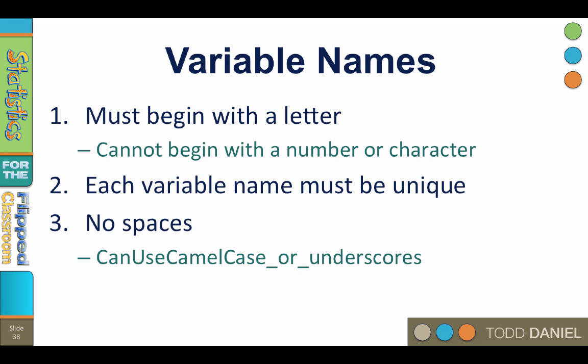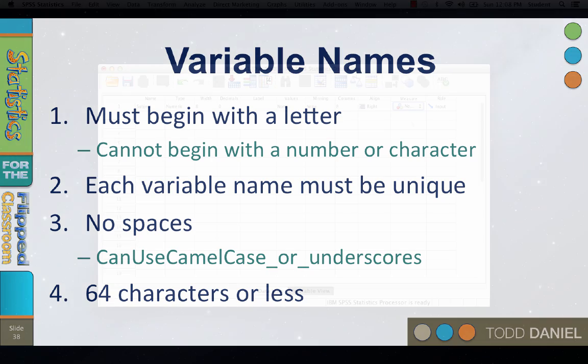You can, however, use an underscore in place of a space. Just don't end your variable name with an underscore or a period. That will cause conflicts later. Alternately, you can use camel case, also known as camel caps or medial capitals. Camel case is where you type compound words, beginning each new word with a capital letter. And finally, the variable name must be 64 characters or less, preferably a lot less. Keep your variable names relatively short.